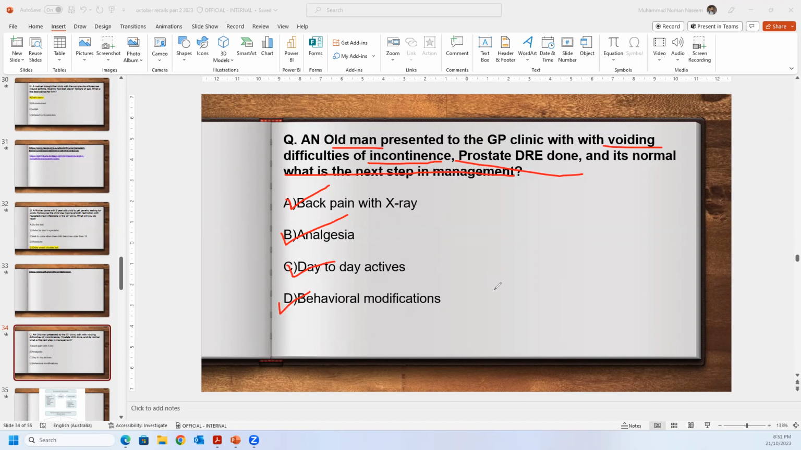Now, this is a very incomplete question, guys. They have not told you what kind of incontinence the patient is having. Either it's a stress incontinence or an overflow incontinence, right? So most of the time in males, what sort of incontinence do we have? Very good. Overflow incontinence, right?